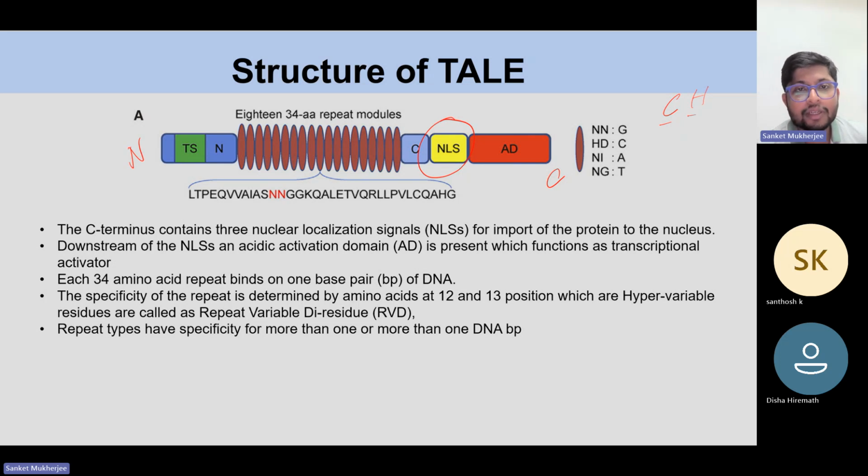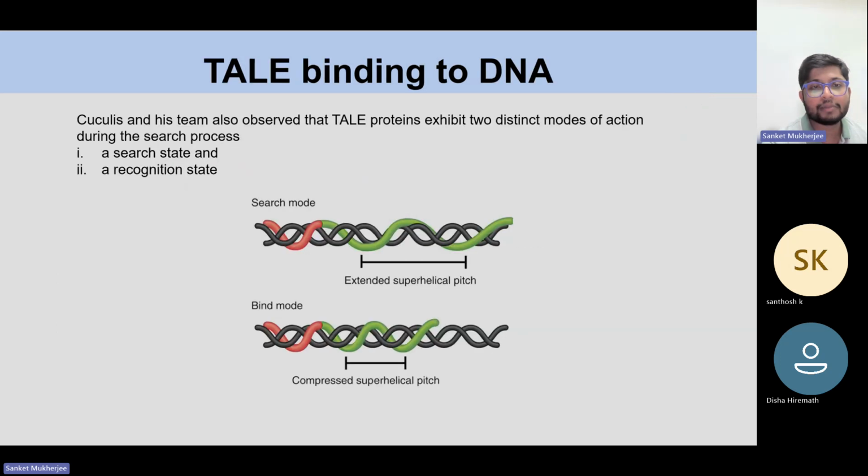So each 34 amino acid repeat, there are 18 of such repeats. Each repeat binds to one base pair, and the specificity of binding is determined by the 12th and 13th residues. Whatever is present at these two positions will determine the specificity of binding. If it is NN, then it binds to G; if HD, then it's C. So this is how specificity is ensured. Repeat types have specificity for more than one DNA base pair.